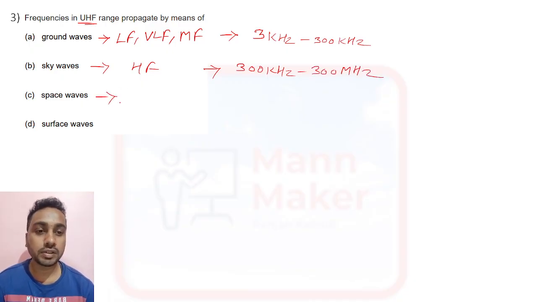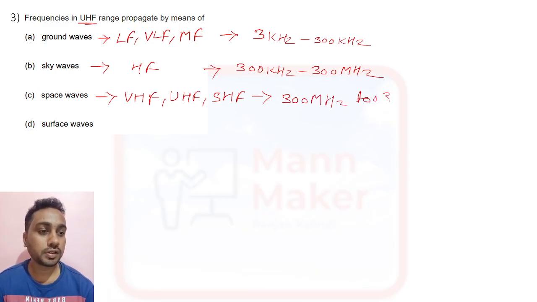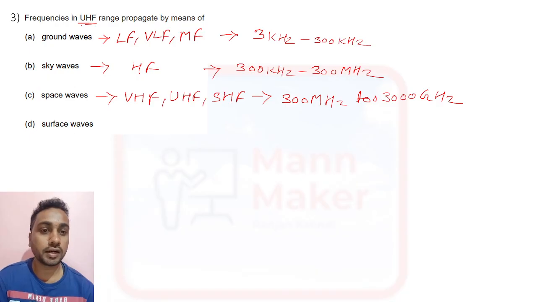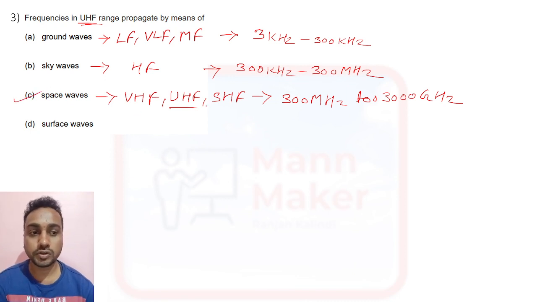Okay. And for space wave we are using very high frequency, then ultra high frequency, and super high frequency, in the range of 300 megahertz to 3000 gigahertz. Okay, so like that you have to remember every point. So here UHF means ultra high frequency, so the answer will be space wave. So all these points you have to remember.